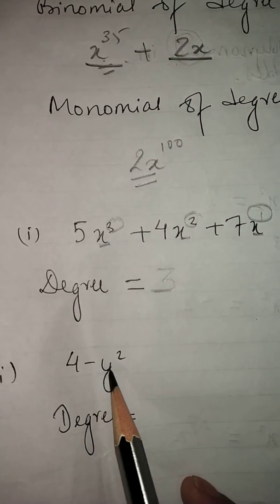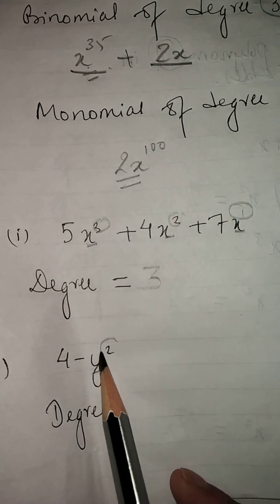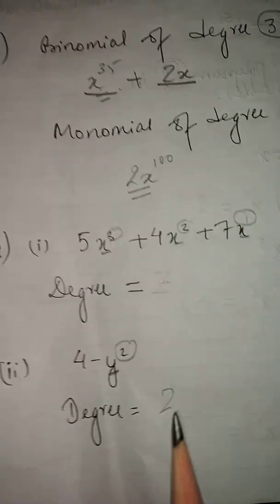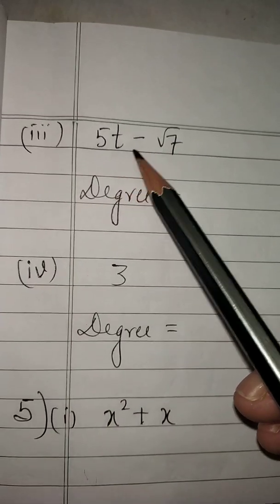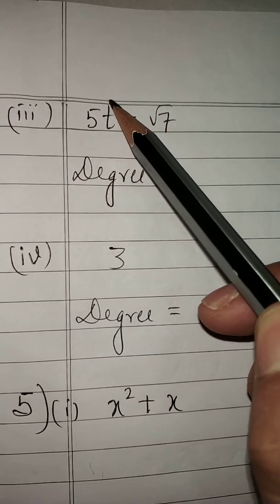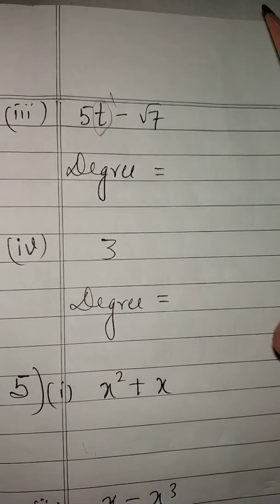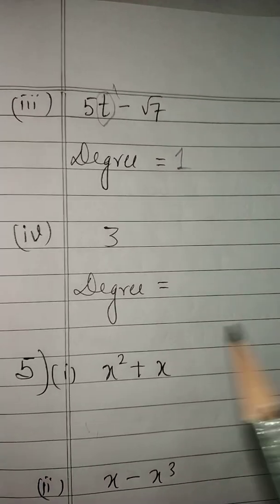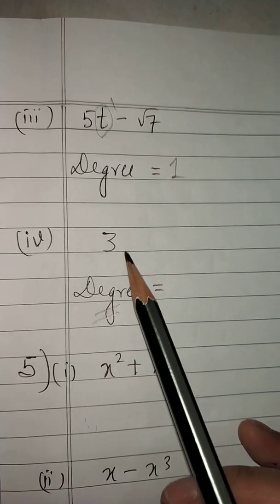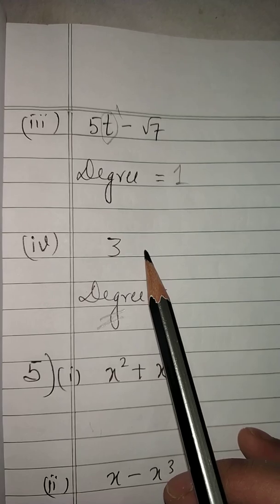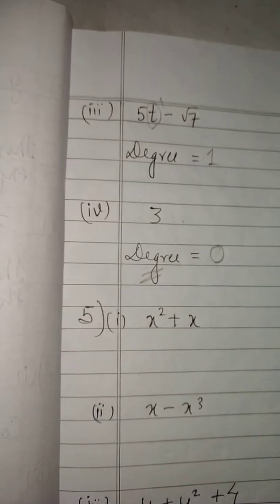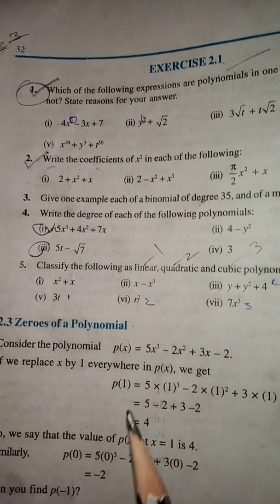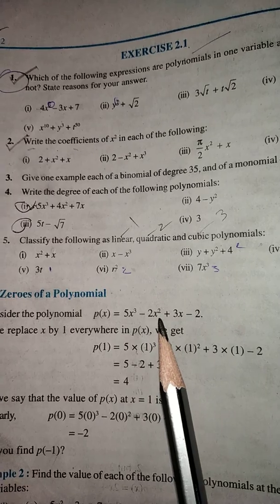Now in this case, which one is your variable? y. What is the power here? 2. So the degree is 2. Now in the next question, this is 5t minus root 7. So what is the variable here? t. And what is the power of t? 1. So the degree is 1. Do we have variables here? No. No variables means the degree is 0. Okay students, so with this we have completed question number 4 also. Now the last question is left, that is question number 5.